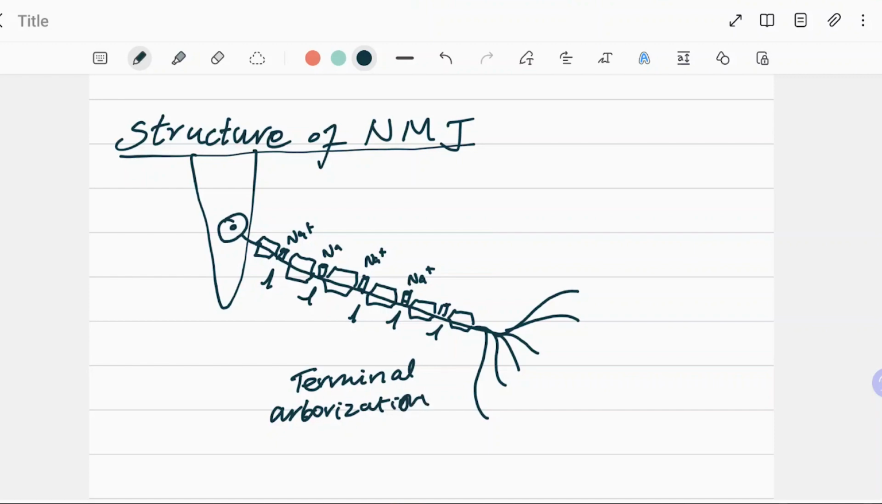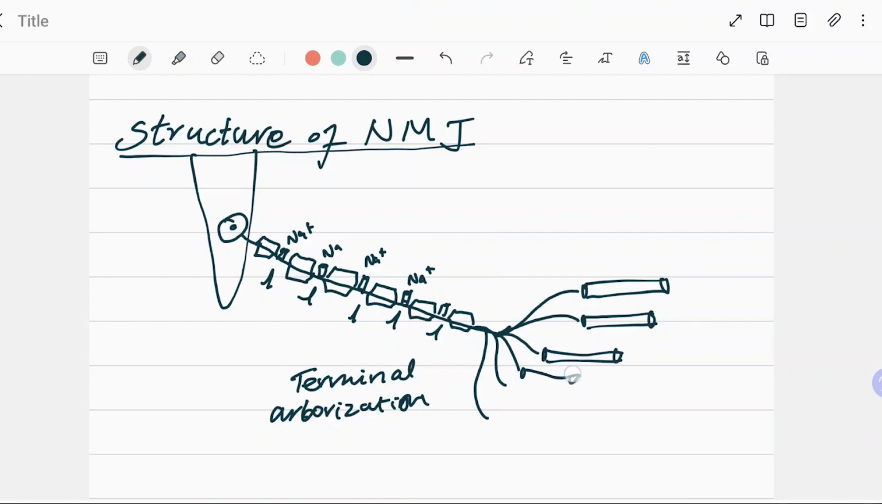Remember, arboreal means branching, like arboreal animals such as the monkey, because they climb from branch to branch. So that's what arborization refers to: branching. It's a fancy word for making different branches. Why? Because one alpha motor neuron will innervate many different muscle cells in the same muscle.